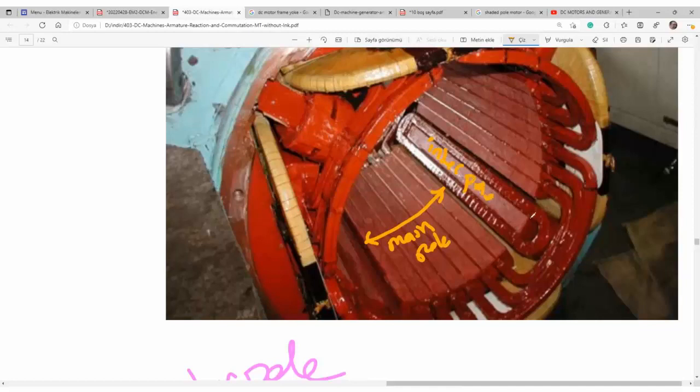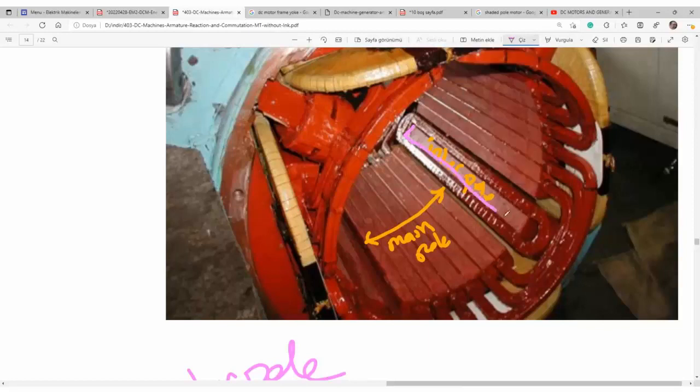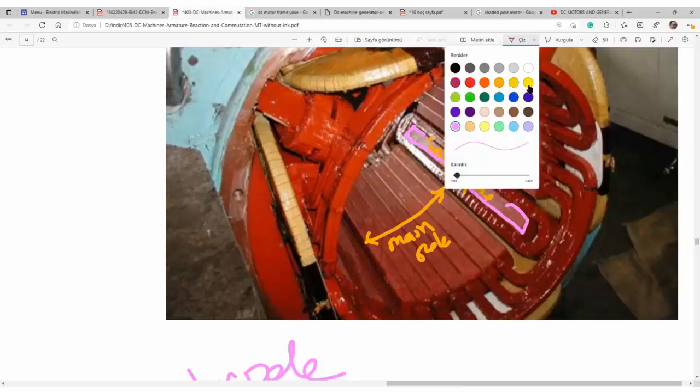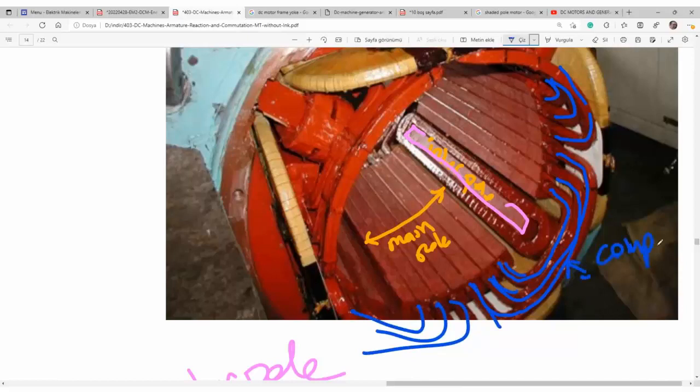Here you see, let me change color. Interpole, that one. And here are the compensation windings, from here to here. I said it is symmetrical: 3 to the left, 3 to the right. Here you see 3 to the left, 3 to the right. It is symmetrical. That is the compensation winding.